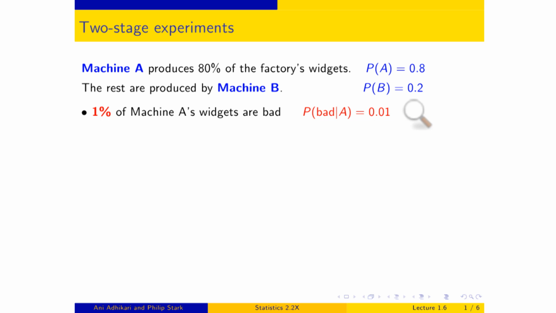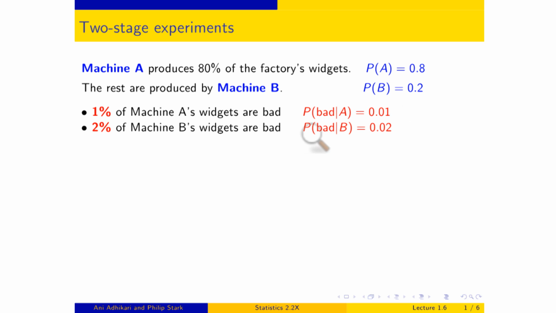And machine B messes up as well. In fact, worse, 2% of its widgets are bad. So the probability that a randomly picked widget is bad, given that it came from machine B, is 2%. And now we're going to look at that randomly picked object and try to answer some questions about chances. But there's a lot of chances and numbers floating around, and so it is a very good idea to arrange this schematically in a diagram.